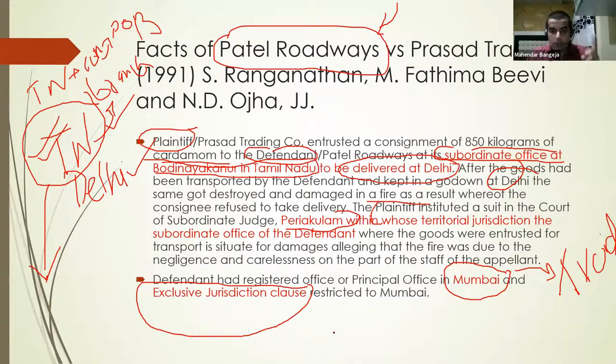So cause of action not only means damaging of goods, but also the right. See, cause of action involves two parts: the right and the violation of the said right. In this case, the right is created by a contract which was entered, and by the fact that they had given them goods at their subordinate office. There is when their right is created to file a suit. And the violation of their right was when the goods were damaged. So both the places have cause of action.